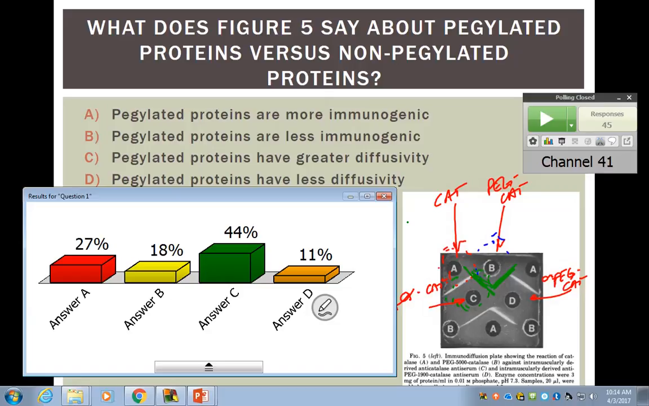So I say, yeah, for sure, B is correct. Pegylated proteins are less immunogenic. They do not seem to be detected by either the anti-catalase or the anti-pegylated catalase antibodies. What about C? A lot of you liked C. It's possible there's more than one right answer.